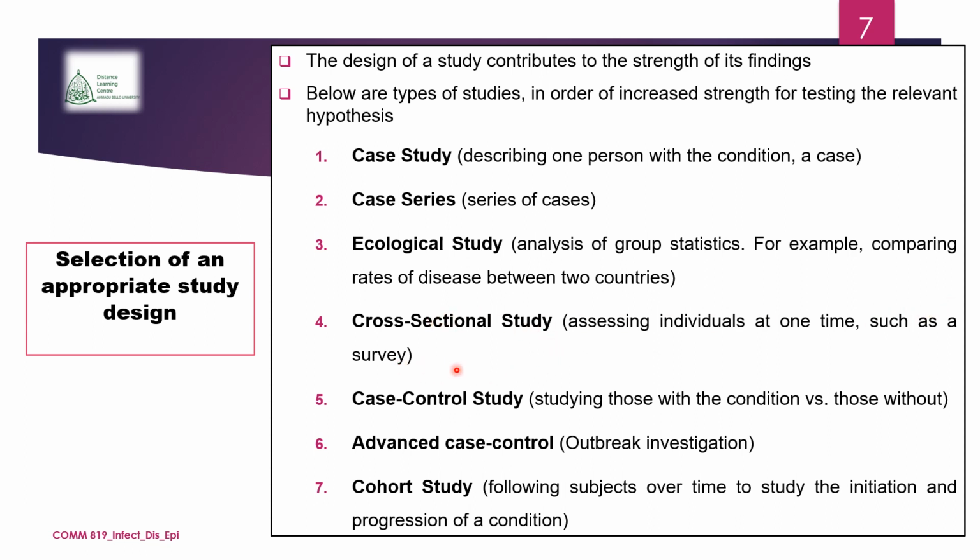Then we have case control study. Case control study. You have the case and you have a control. You can see the case is maybe those that come up with the particular disease. Then you have a control, those that don't. Then you try to compare whether that suspected exposure is actually the one influencing the presence of the disease in the cases. Okay, so here you say case control study, studying those with the condition versus those without.